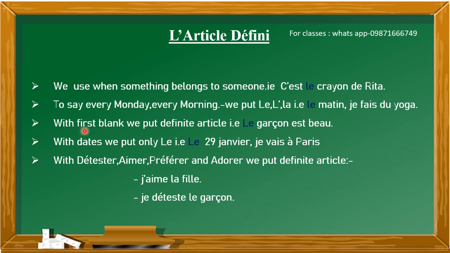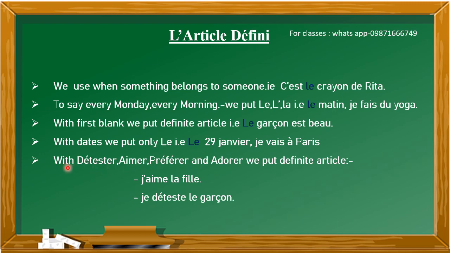Third bullet says that with the first blank, we have to put definite article. Le garçon est beau. The boy is handsome. With dates we always put le. Le 29 janvier, je vais à Paris. It means on 29th of January, I am going to Paris.